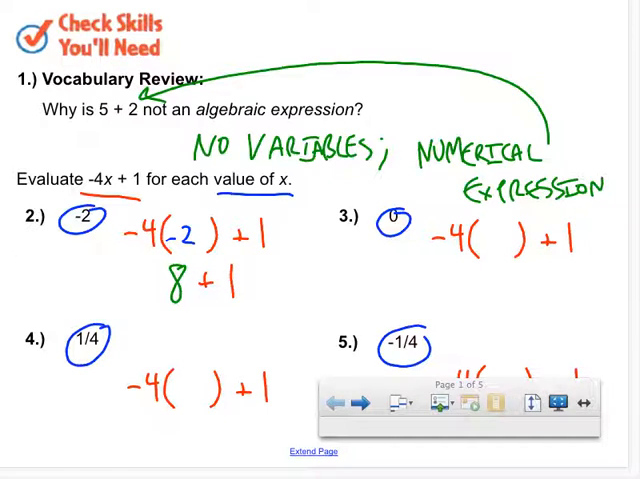And now what's that going to be when I evaluate it for negative 2? What's the expression going to simplify to? It's going to simplify to 9.